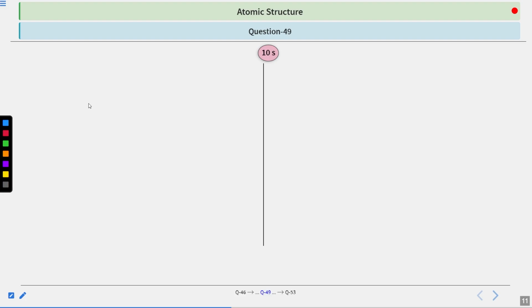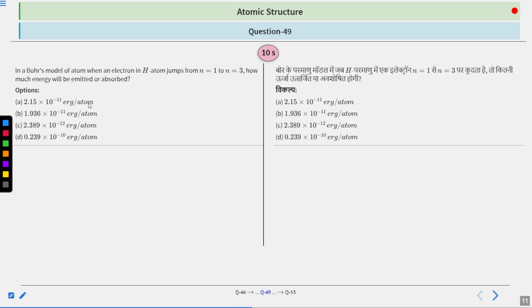Question number 49 says that in Bohr's model of atom, when an electron in H atom jumps from n equals 1 to n equals 3, how much energy will be emitted or absorbed? Your options are A, 2.15 into 10 to the power minus 11 erg per atom, B, 1.936 into 10 to the power minus 11 erg per atom, C, 2.389 into 10 to the power minus 12 erg per atom, and D, 0.239 into 10 to the power minus 10 erg per atom. You have 10 seconds to solve this question. Your time starts now.